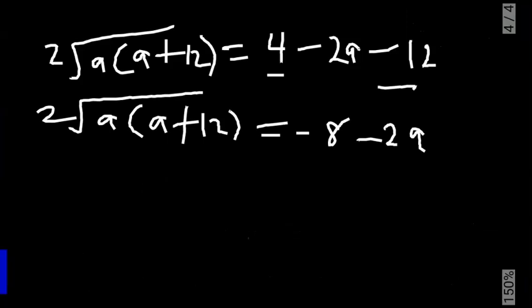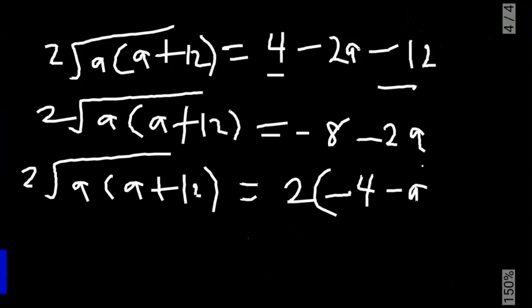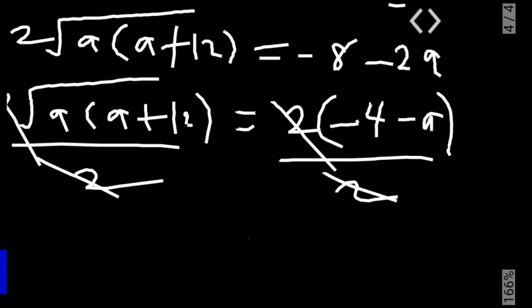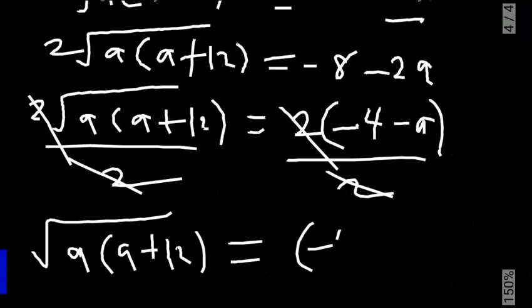We can get rid of this 2 here when we divide both sides by 2. But before we do that, let's factor out 2 here. We have 2 common here. We have minus 4 minus a. So now we can just divide both sides by 2. This 2 cancels out this, and it cancels out this. So we have root of a plus 12 equal to minus 4 minus a.